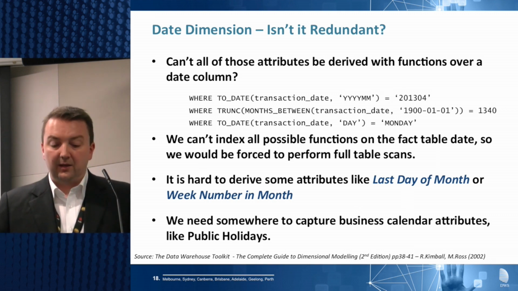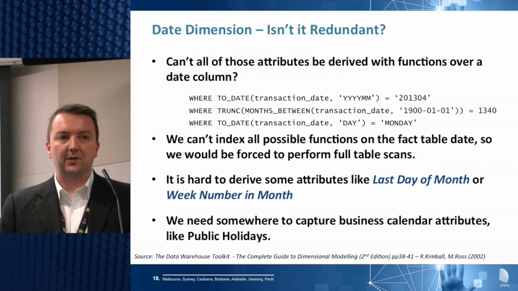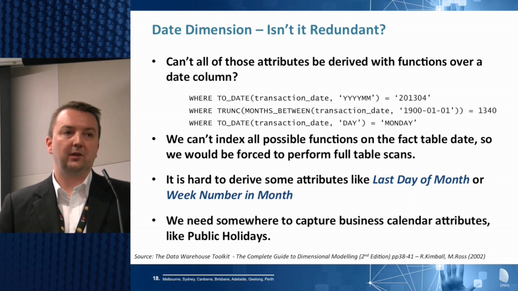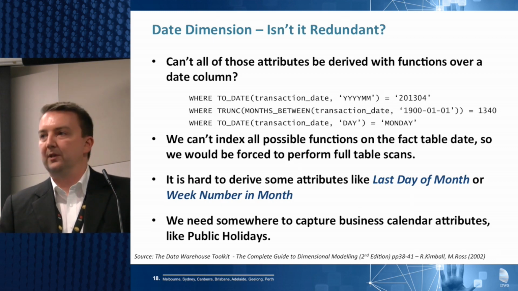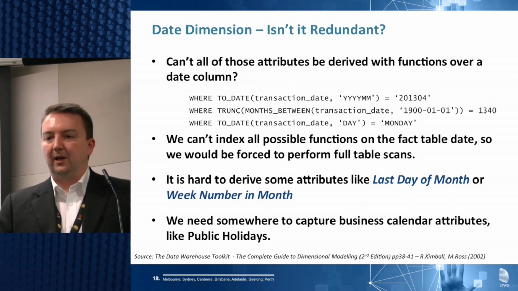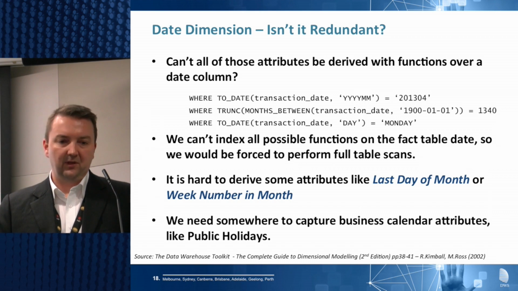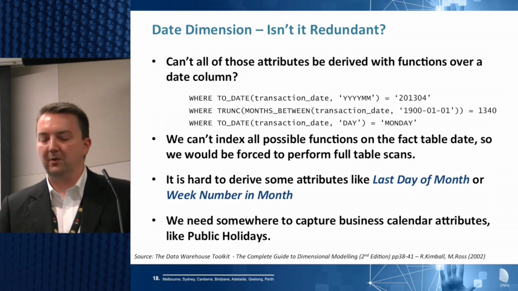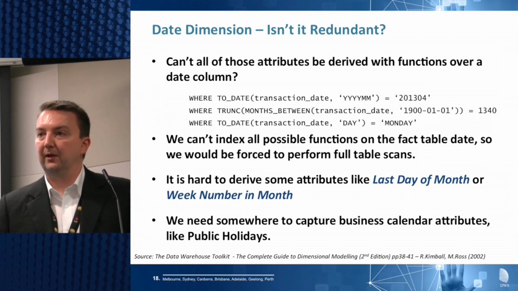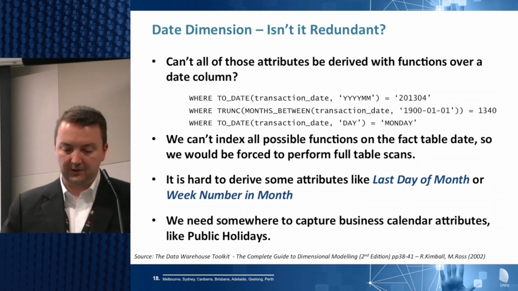Okay. Another good reason, second last dot point, is that it's hard to derive some attributes. Up the top there, there's a bunch of functions for things that are easy to derive. We can come up with things that are just a little bit difficult to derive. They're still possible, but the functions become more complex, like 4-4-5 weeks in a month, for instance.